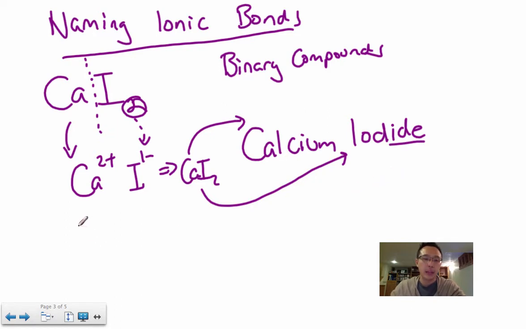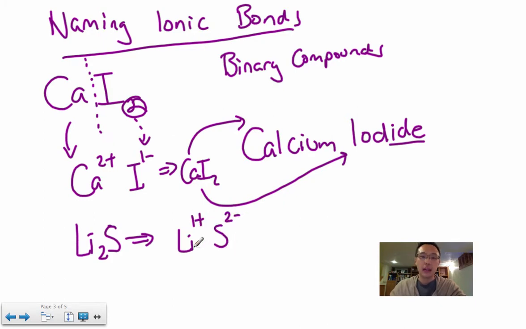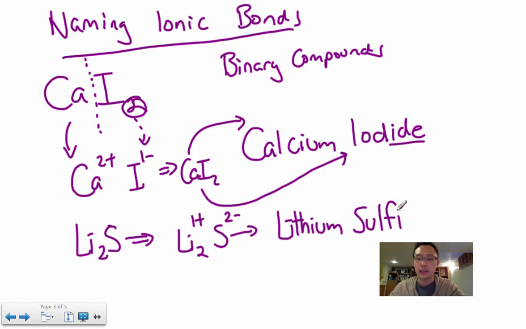Let's try another one. Li2S. So to recap how I got this, Li is 1 plus, and sulfur is 2 minus. I need to balance these charges out, so I need two of the lithiums, and that's why it's Li2S. So how do I name this? I name the first one exactly the same, so that's my lithium element. Sulfur, I use sulfur, but change the ending to sulfide. Doesn't matter if I have one or two, my ending is still IDE.